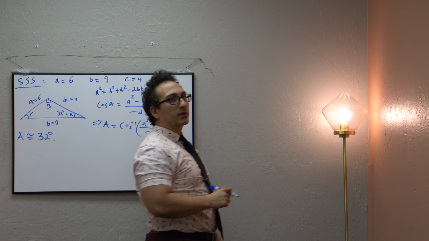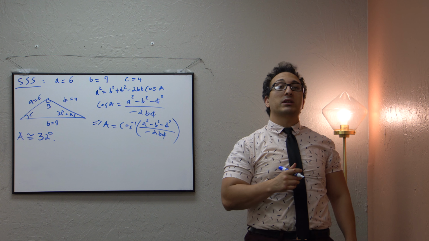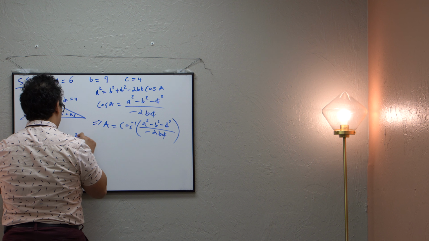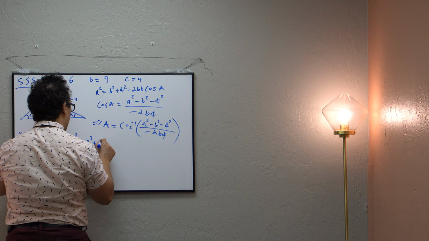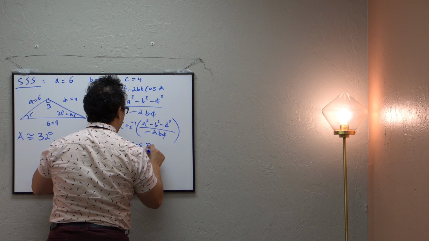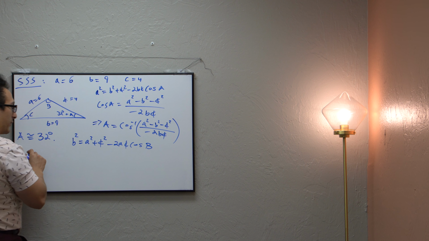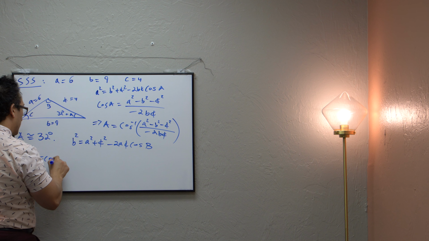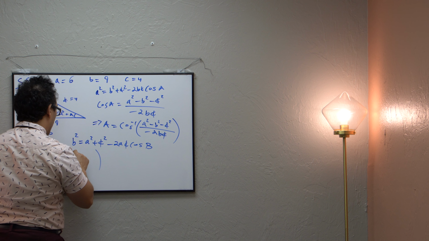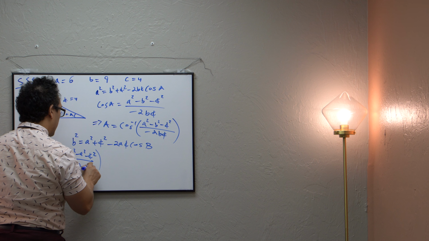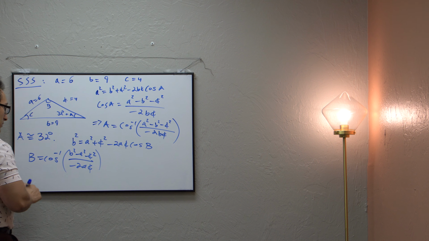Unfortunately, we need two angles to solve for the third, so we do this process again for another one of them. So we'll do b squared is equal to a squared plus c squared minus 2ac cosine of capital B. And then we can solve for B by doing the same algebraic maneuvers. So B is going to be equal to the cosine inverse of b squared minus a squared minus c squared all over negative 2ac. Okay, that's cosine, and then you take the cosine inverse of that.